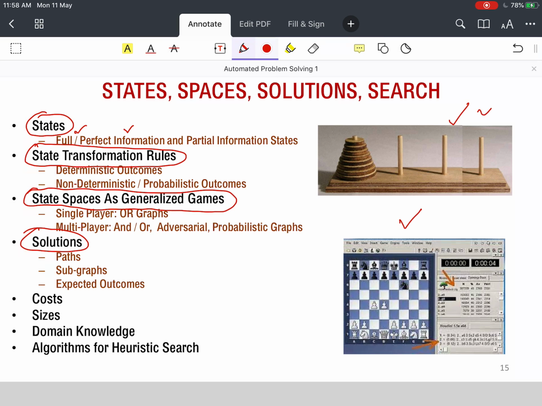But there is a difference between this state space and this state space. This state space is a single player state space. There is only one player who makes a sequence of moves, whereas this state space is a 2-player state space. So it could be single player or it could be multiplayer. There are other games where there are more than one players.